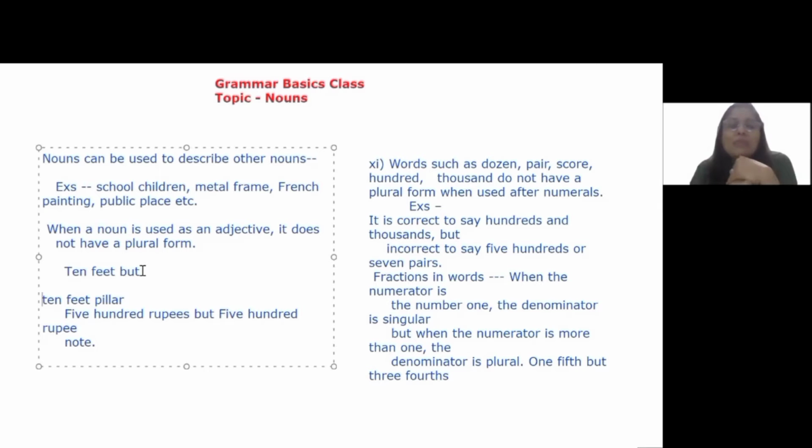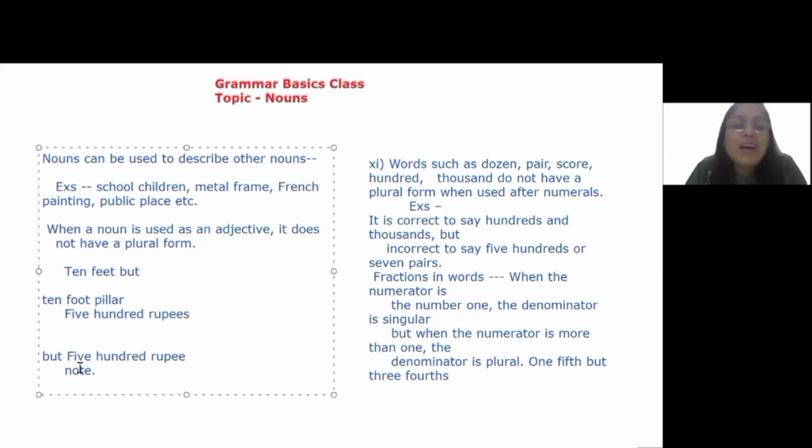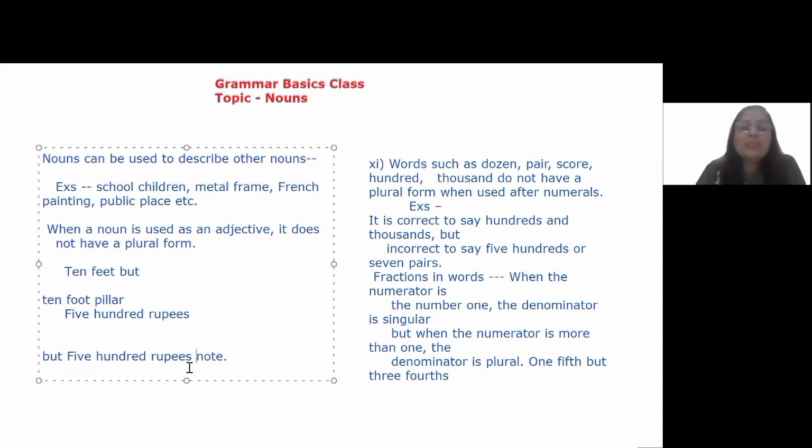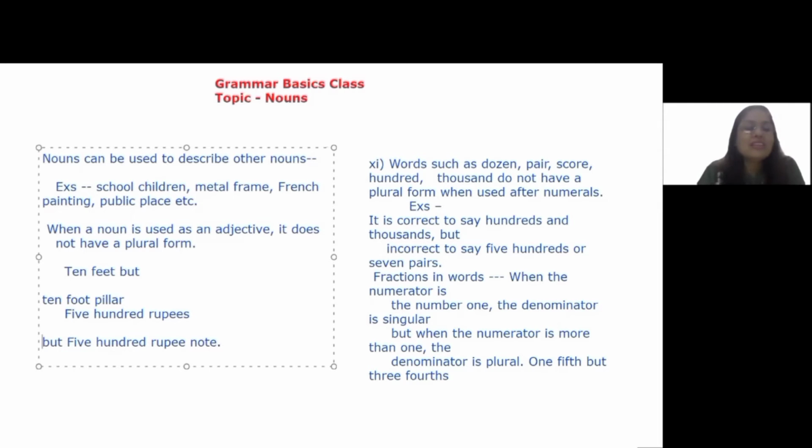But you know the grammar rule that when a noun is used as an adjective, it does not have a plural form. You will never make this error. I can say 500 rupees, but then why do I not say 500 rupees note? Why not? Because here the noun has been used as an adjective. So you are sure, yes, this is an error and I have to correct this.